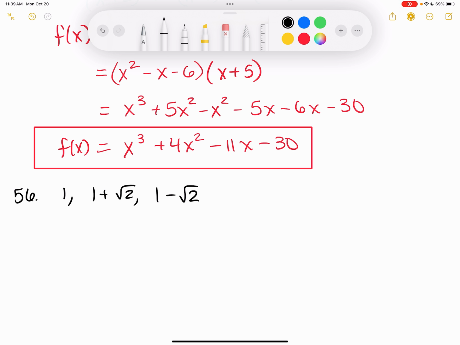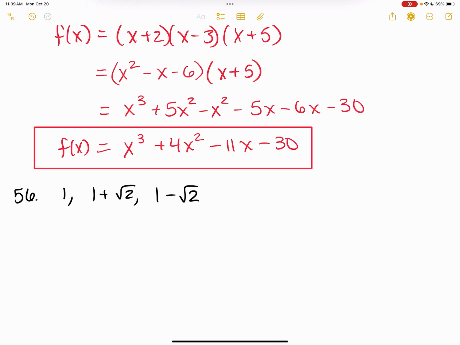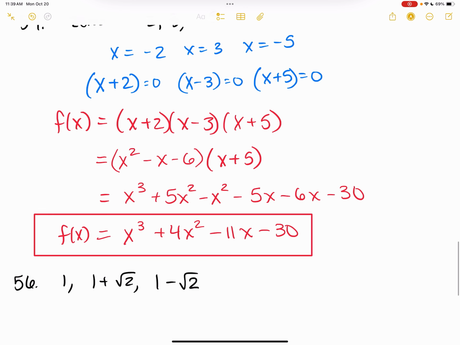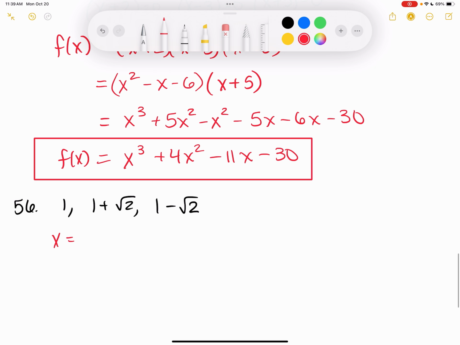But if they only gave you one of them, say, like on the AP exam, and they told you it was a cubic function, it would hopefully be a cue of, oh yeah, 1 minus the square root of 2 also has to be. So this particular problem is why I like to start out my problems set up this way, where I say, well, x is equal to 1, x is equal to 1 plus the square root of 2, and x is equal to 1 minus the square root of 2.